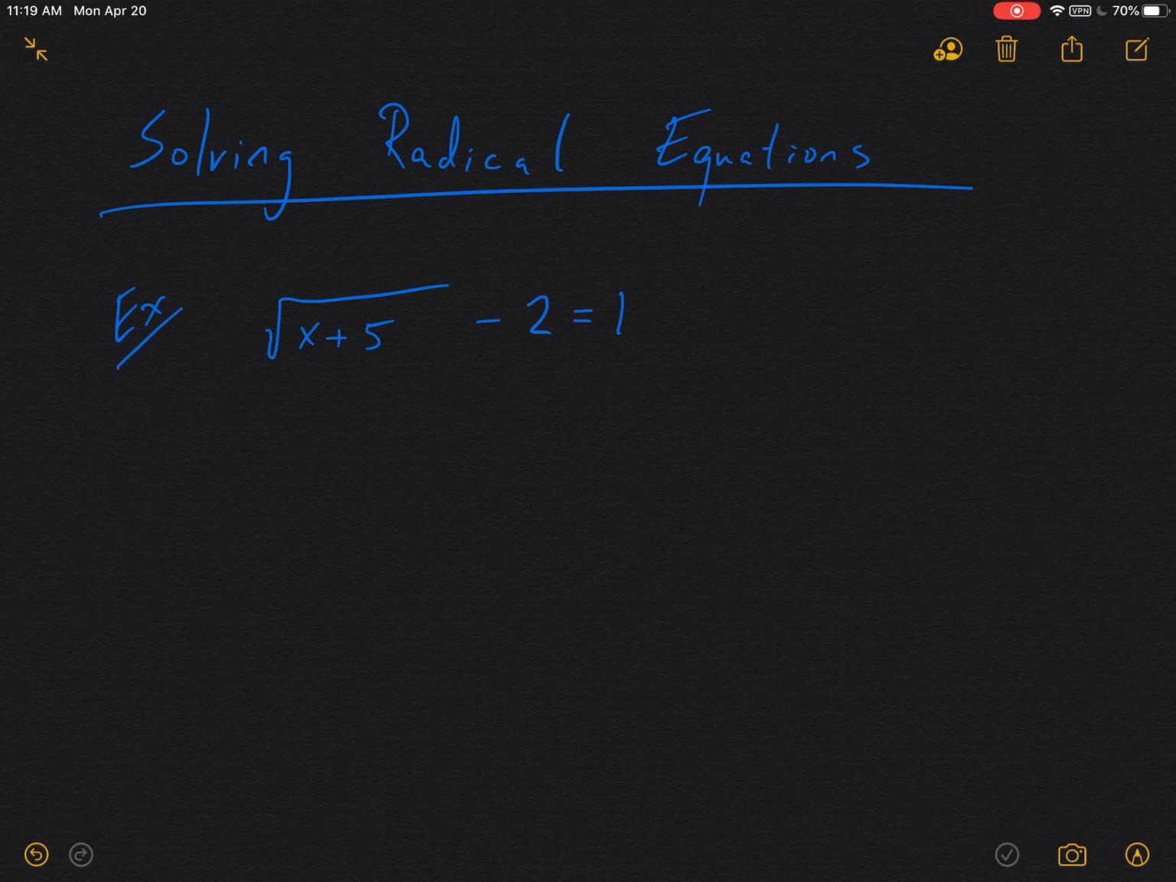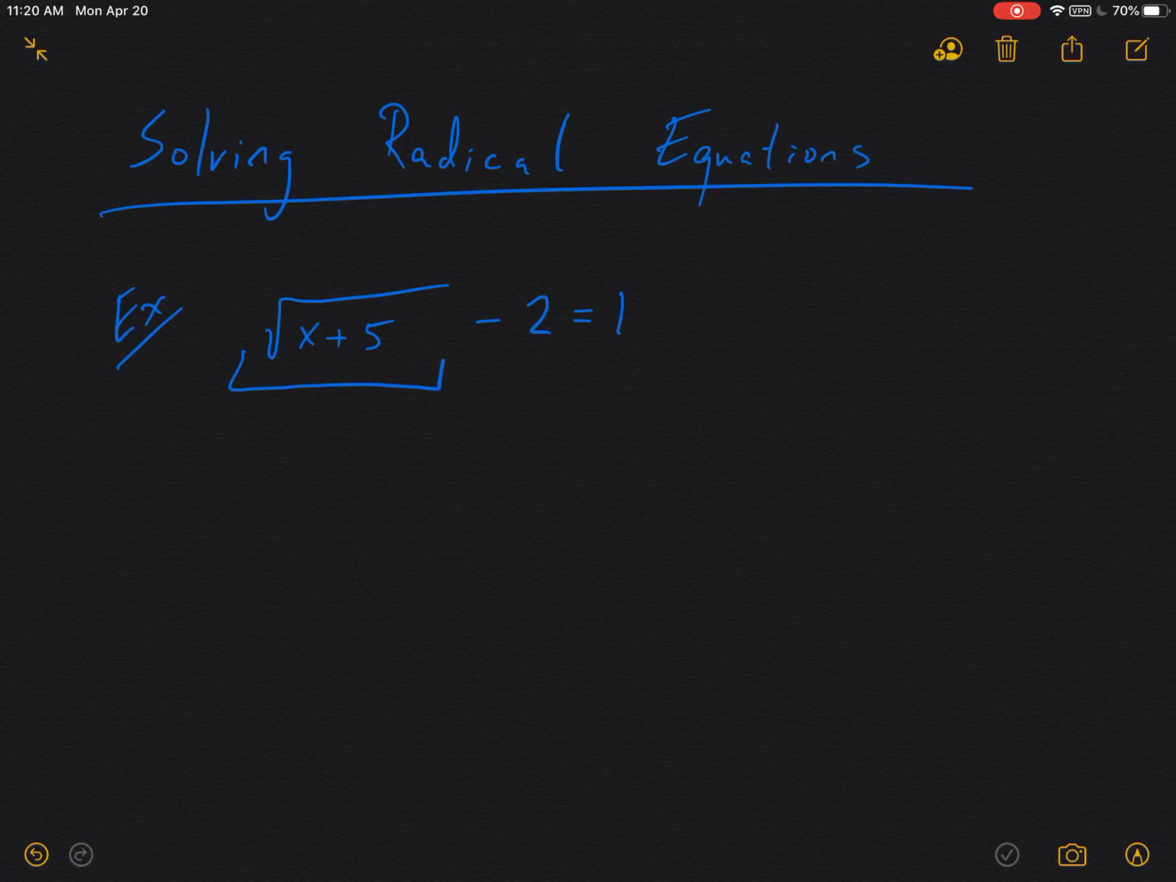Now that we've looked at inverse functions, I want to talk about solving radical equations. Radical equations are equations that involve radicals or exponents that are fractions. So we want to be able to solve equations like this. In other words, we're looking for all of the values of x that we could plug in that would satisfy this equation.